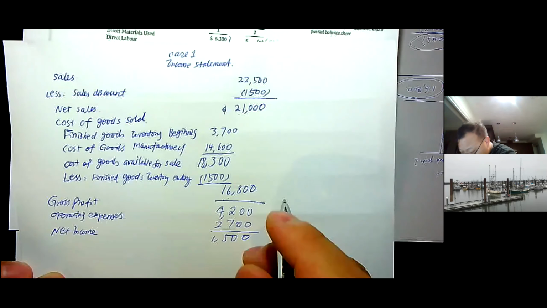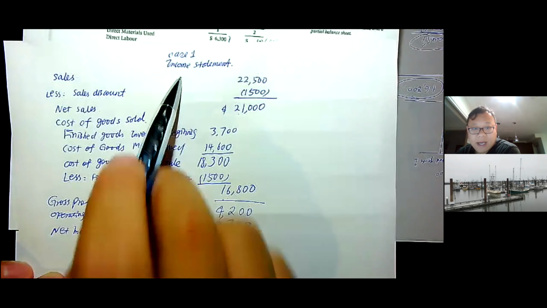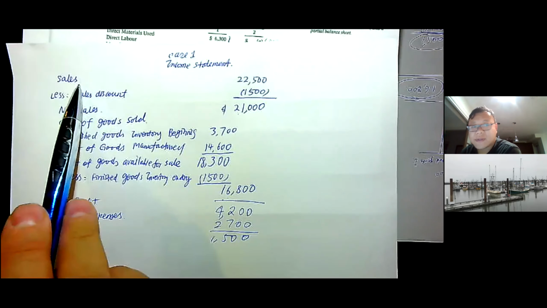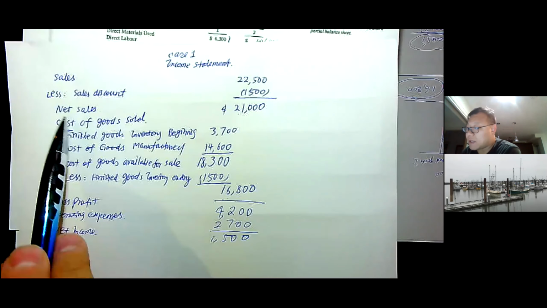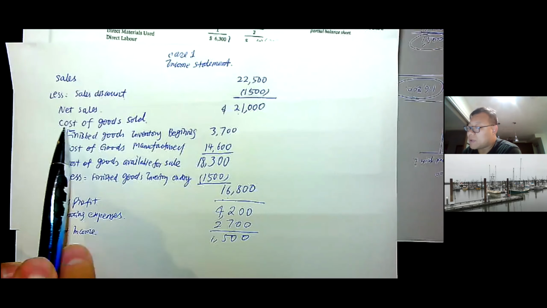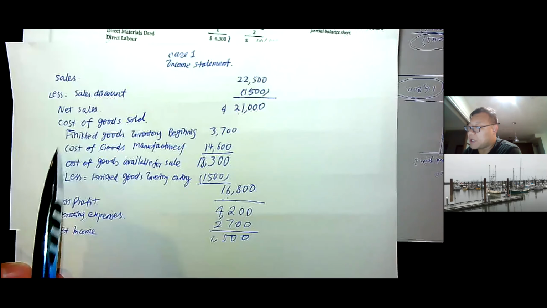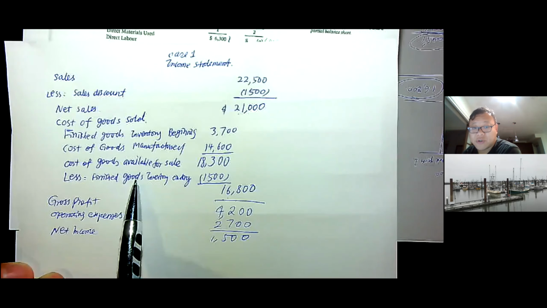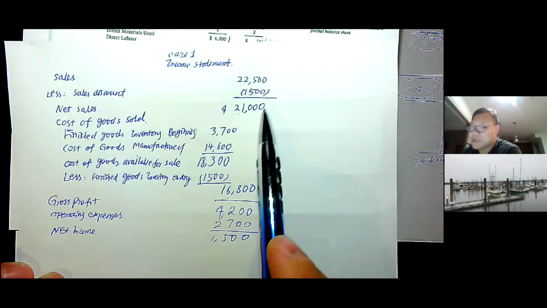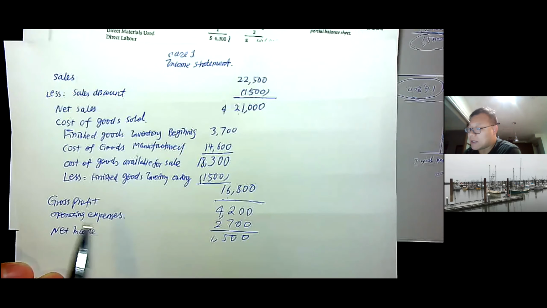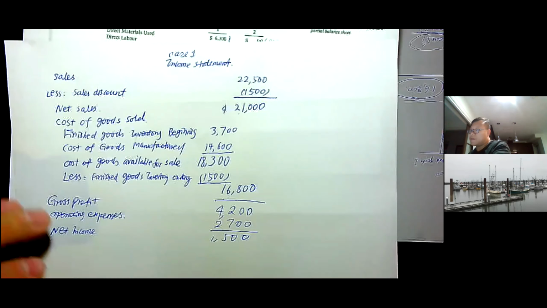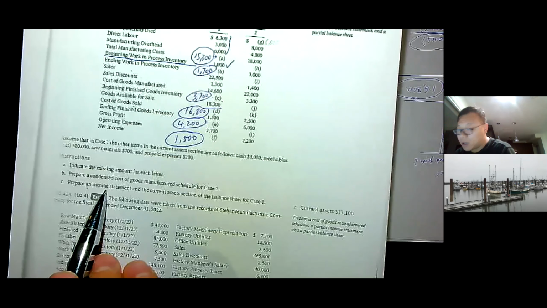Okay, so this is the format for the income statement. You start with sales minus the sales discount, you get net sales. And then you need to figure out the cost of goods sold using the information within the finished goods inventory. The difference between net sales and cost of goods sold is the gross profit. And then gross profit minus operating expenses will be your net income. Okay, so we finished the first part, the income statement part.